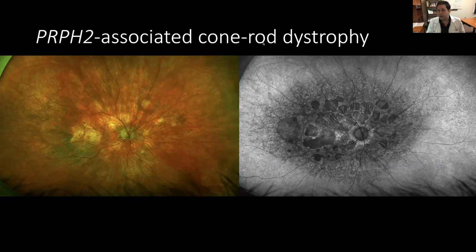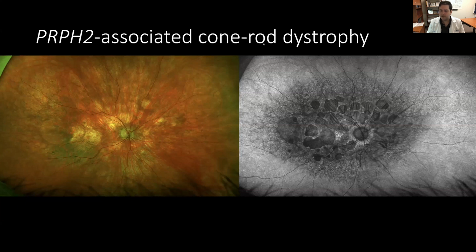Here's an example of PRPH2, peripherin-associated cone rod dystrophy. The color fundus photo and examination can be difficult to interpret. And so whenever possible, obtaining an autofluorescence can definitely be your friend in making these diagnoses. And when we compare the two images, the changes pop out right away on the fundus autofluorescence.